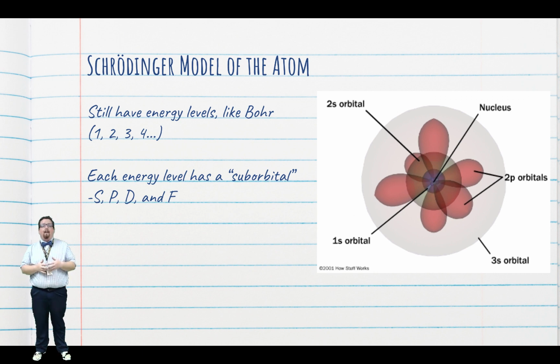As you may remember from our last video, the Bohr model is not actually the most accurate model. To be more accurate, we'd look at the quantum mechanical model, or Schrodinger's model. This model still has energy levels, like Bohr's. It has n equals 1, n equals 2, etc., etc. But each of those principal energy levels has a sublevel, or a suborbital. These are called S, P, D, and F.